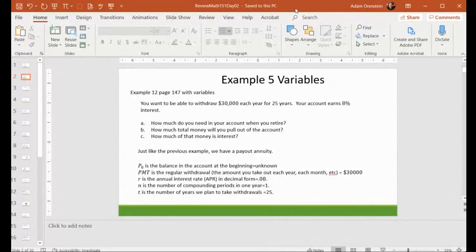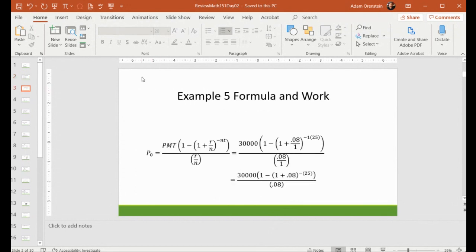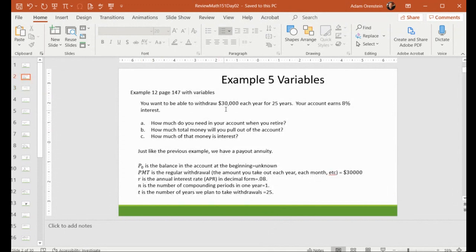Hi, I'm slightly confused. For this one, we're using the payout annuity formula, yeah. Okay, so if it wasn't a withdrawal or payout and it was just straight up deposits, would we just use the regular compounding formula? If it was multiple deposits, then you would use an annuity formula. Okay, thank you. No, that's a very good question.